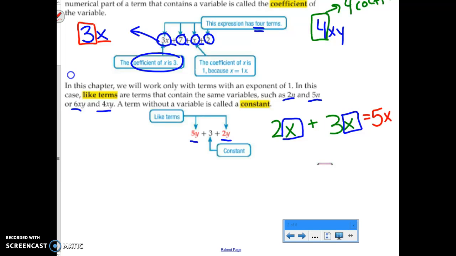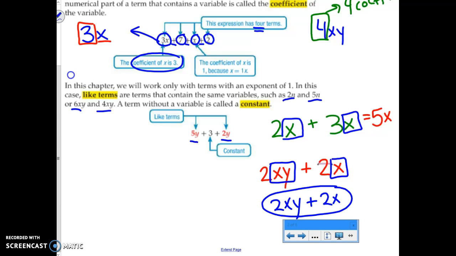Down here, if I drew another one and I said 2xy plus 2x, once again, make sure you're looking directly after that coefficient, and everything directly after there has to match identically. Here you have an xy, and in the second term you have just an x. So they are not like terms. If I were writing an answer, just like you did with distributive property yesterday, I would say 2xy plus 2x, and that would be my final answer because you don't have a number that you can substitute in for either one of those variables.